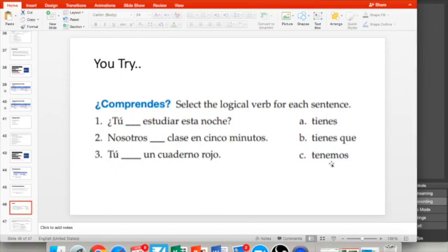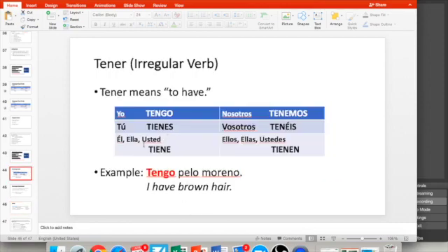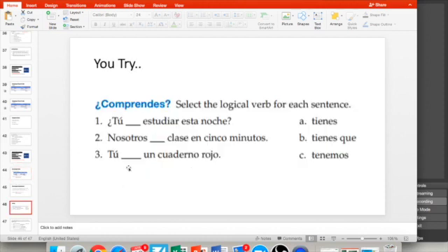Okay, and then number 3. Tú blank un cuaderno rojo. You blank a red notebook. So you have a red notebook or you have to a red notebook. Hopefully you're saying you have, so we just need tener. We don't need a que after it. We're going to find the tú form of tener, which you go back to your box. The tú form of tener is tienes. So you should have letter A for number 3.